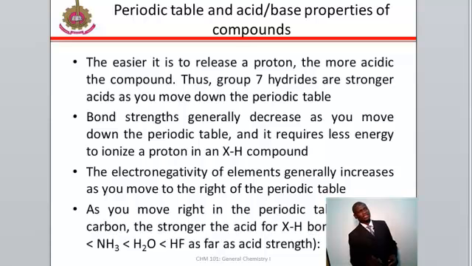Now, for any two elements that are bonded together, it's easier to break the bond and ionize the two atoms if there is a large difference in their electronegativity values. The electronegativity of elements generally increases as we move to the right of the periodic table. Once we move to the right, the electronegativity increases. And as we move to the right of the periodic table beyond carbon, the stronger the acid for the XH bond. That is what is observed. That is CH4 less than NH3, less than H2O, and less than HF as far as the acid strength is concerned.